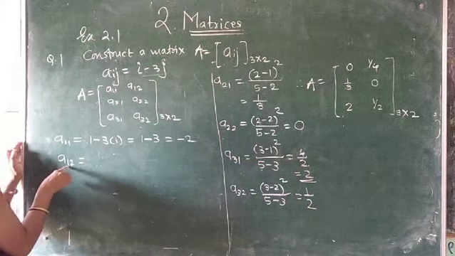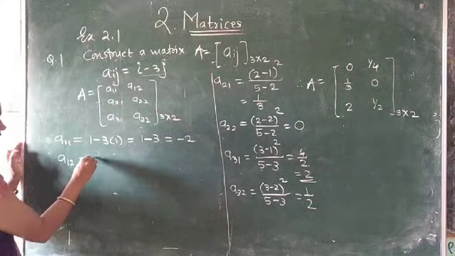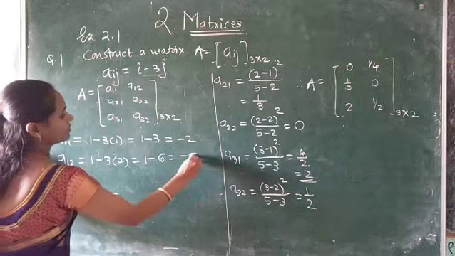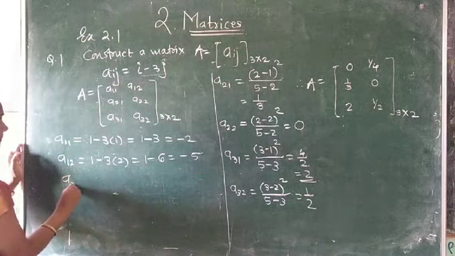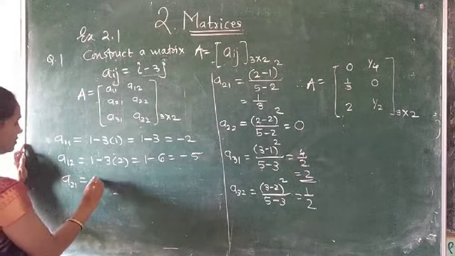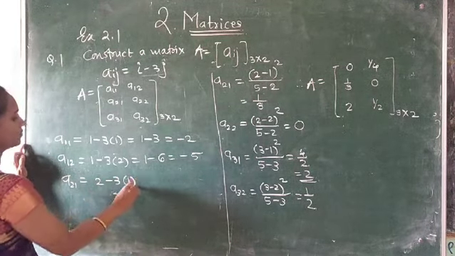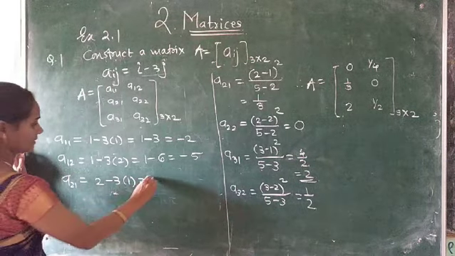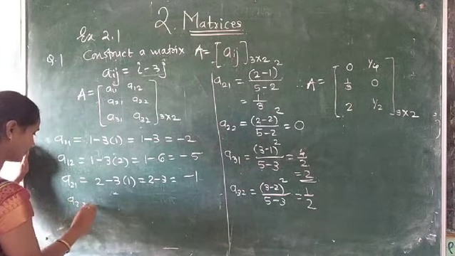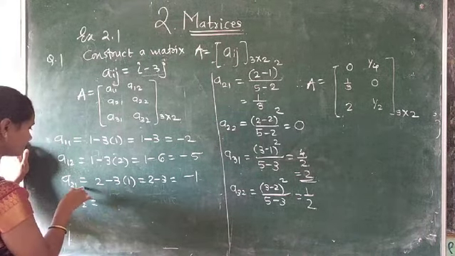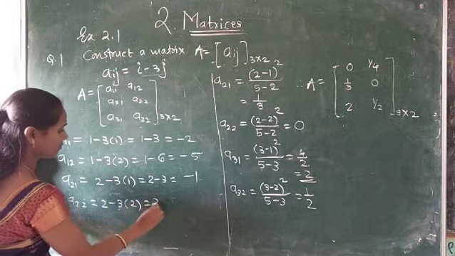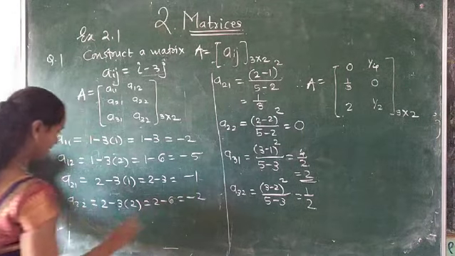Next, A12: the value of i is 1 and j is 2. So 1 minus 3 into 2, 1 minus 6 is equal to minus 5. A21: the value of i is 2 and j is 1. So 2 minus 3 into 1, that is 2 minus 3, which is equal to minus 1. A22 is equal to 2 minus 3 into 2, so 2 minus 6 is equal to minus 2.